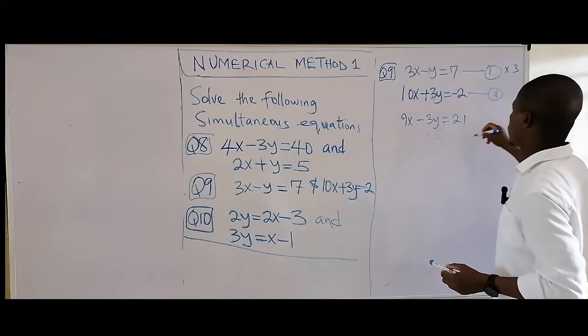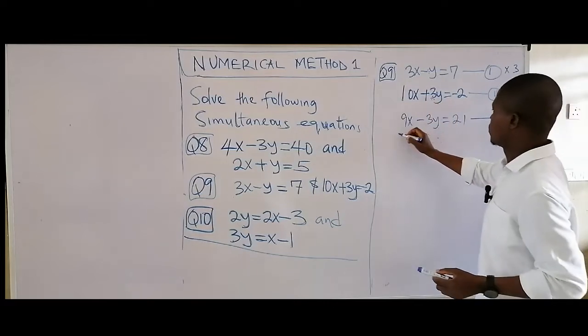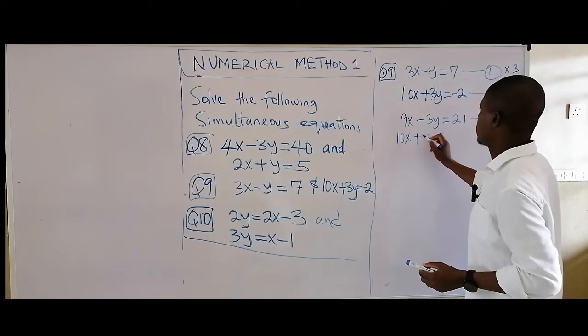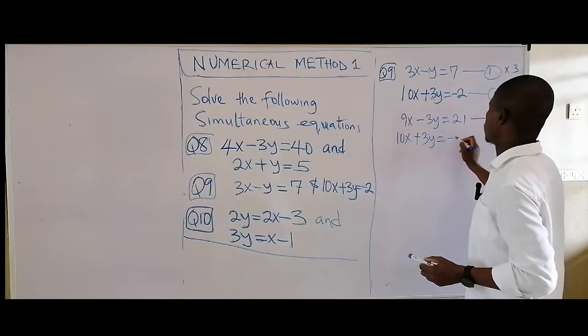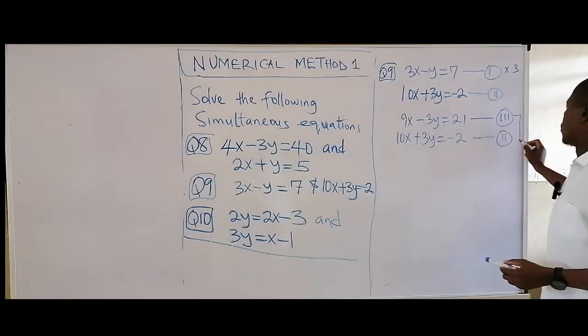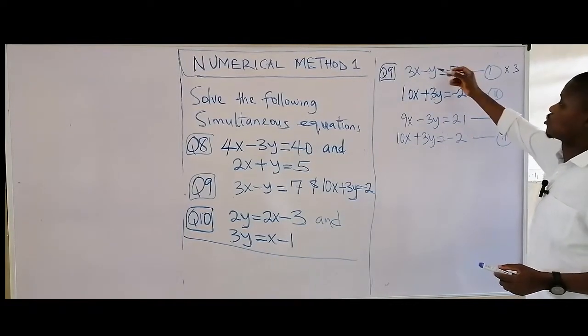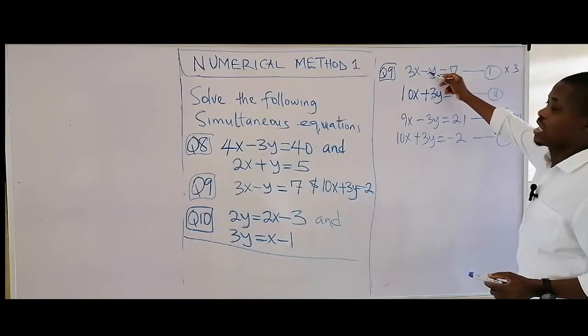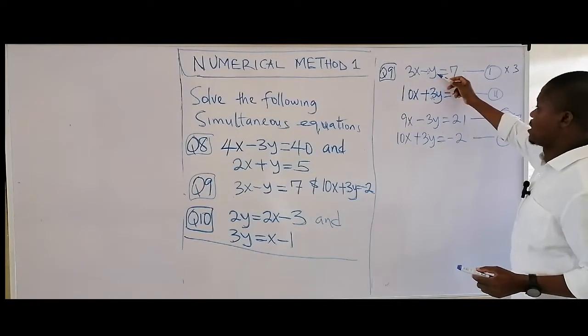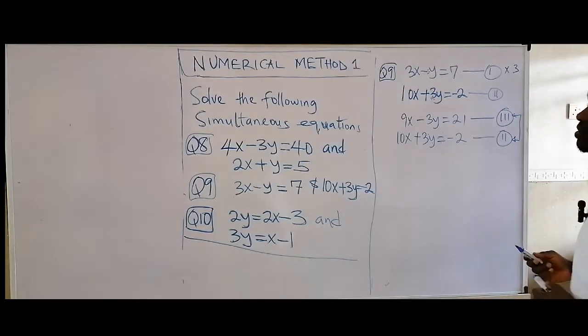21. 7 times 3, that's 21. Call that one equation 3. And this one will be 10x plus 3y equal to minus 2, equation 2. So we didn't touch our equation 2. The only thing is just for us to make the coefficient of y here to be the same as that of equation 2, and we have done that.